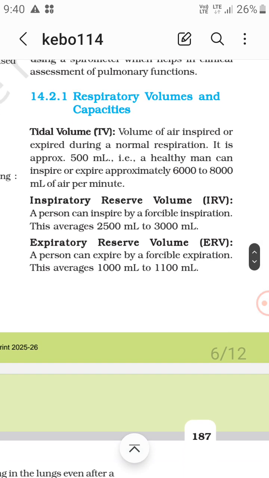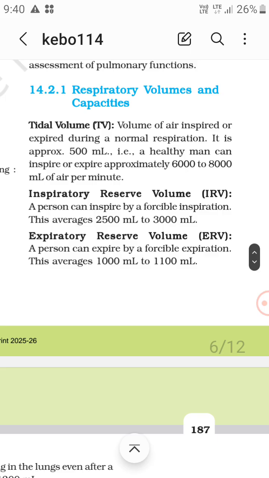Now inspiratory reserve volume, IRV, is the additional volume a person can inspire by forcible inspiration. When you inspire forcibly, this is the inspiratory reserve volume. This averages 2500 to 3000 ml.